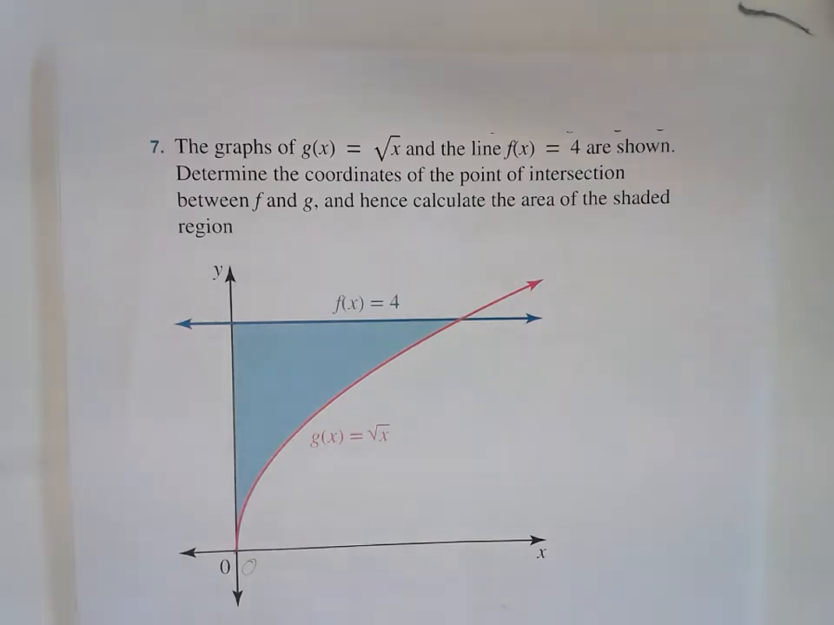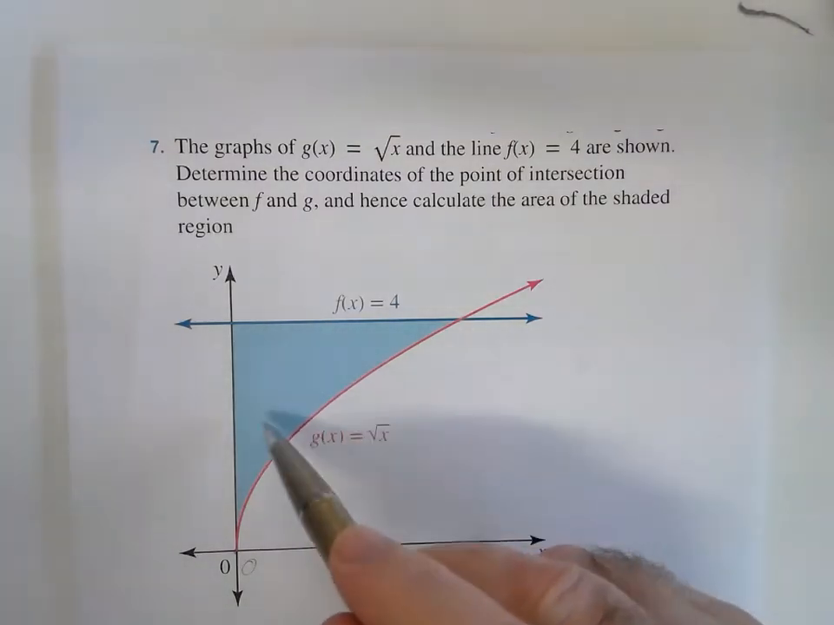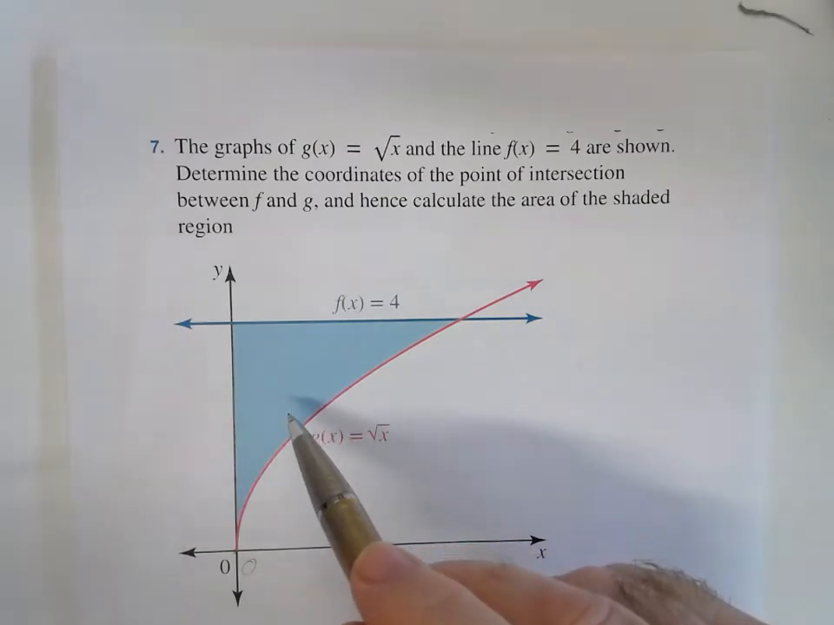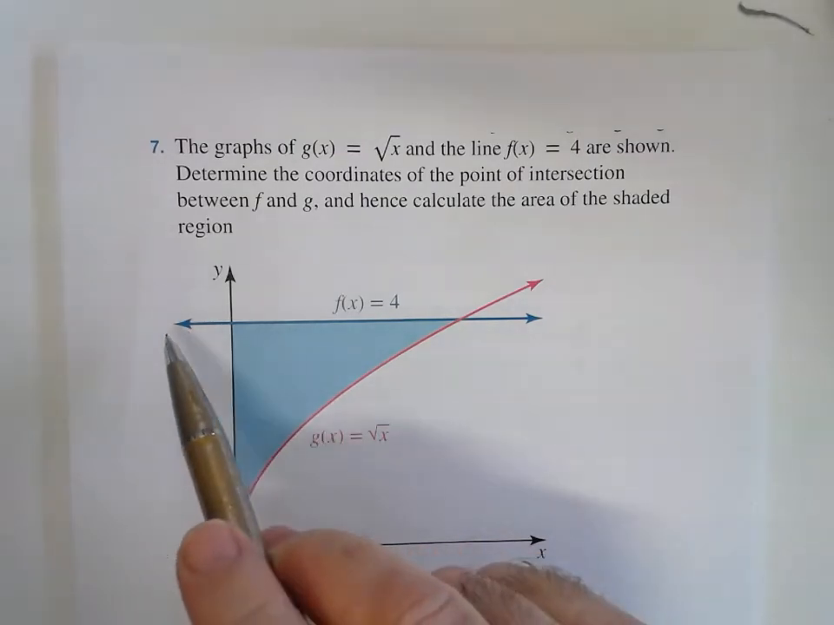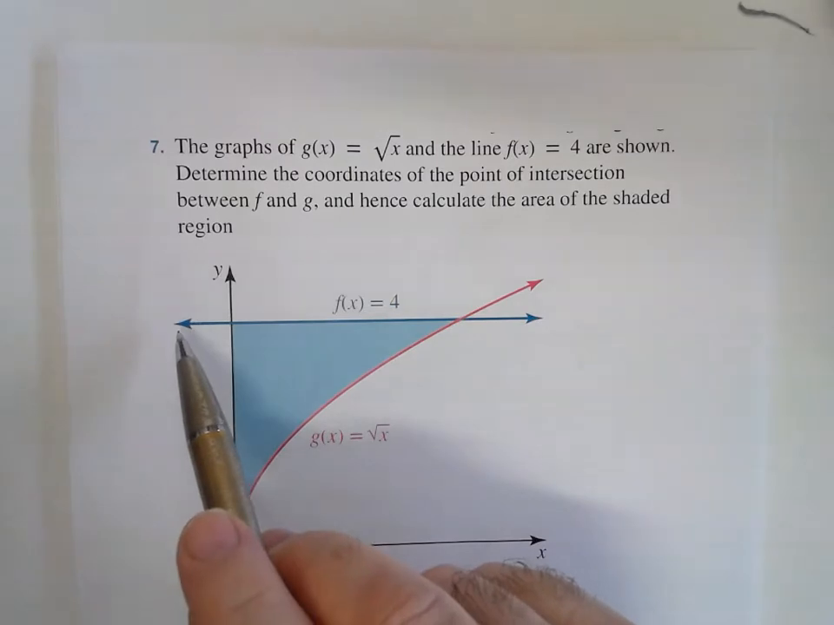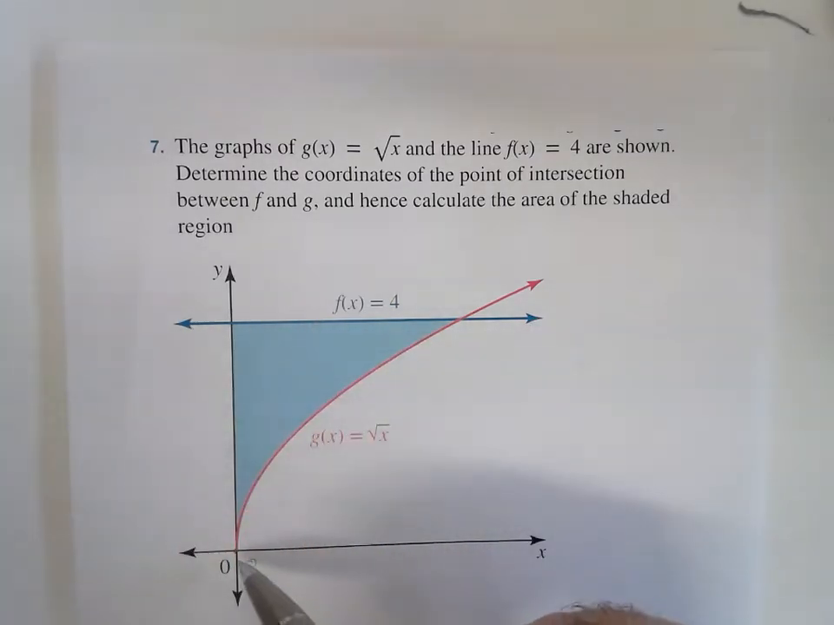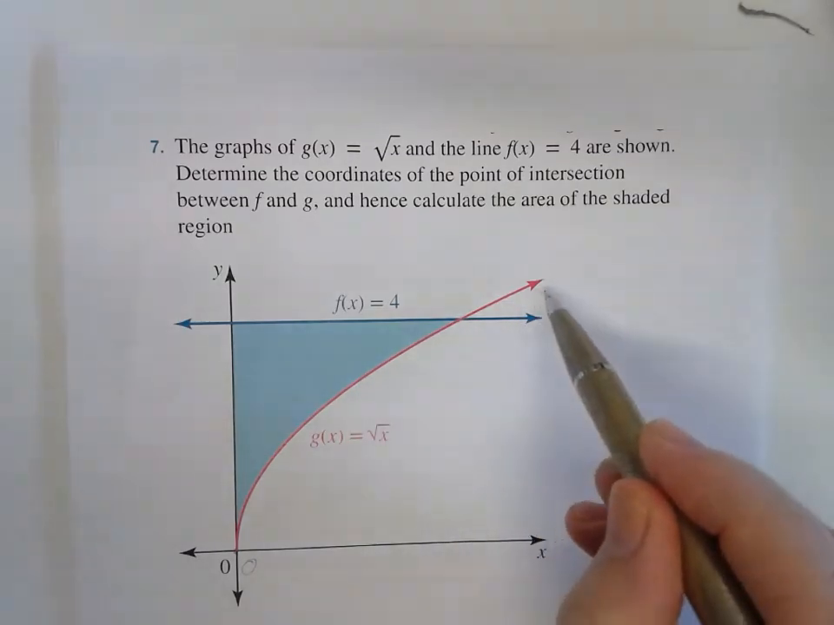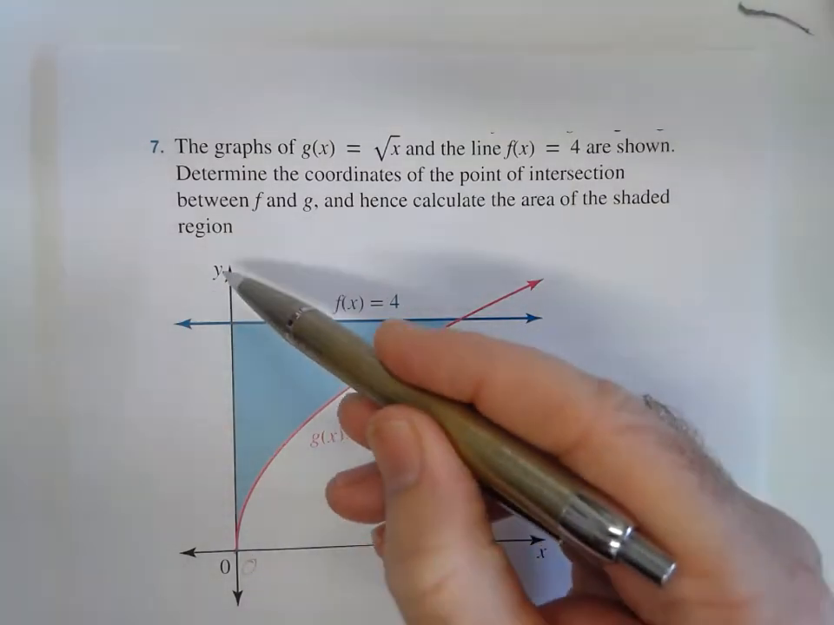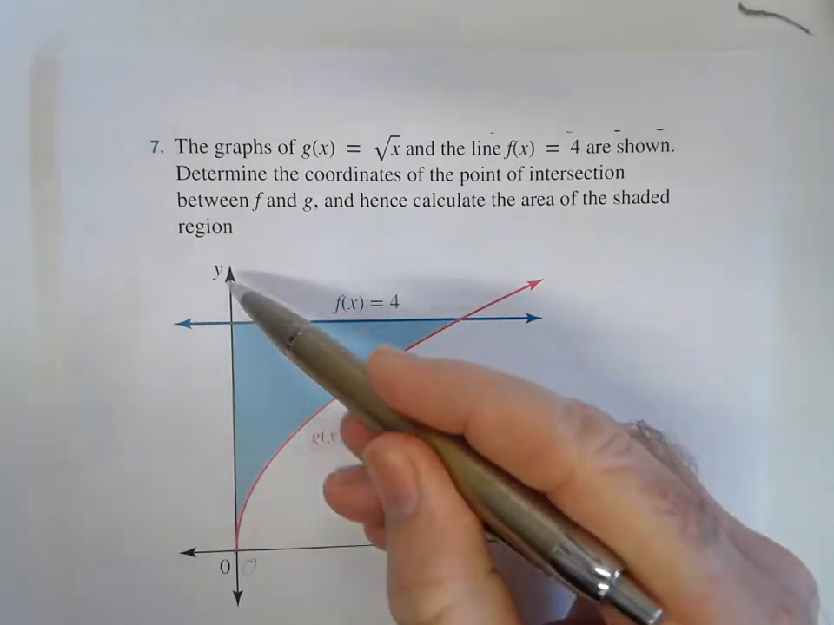For this video here, we're going to look at exercise 7.5 question 7. What we've got to do here is find the area of this shaded section. Now the area is actually bounded by f of x equals 4 on the top, g of x equals root x, which is this pink curved line here, and the y-axis going straight up and down there.